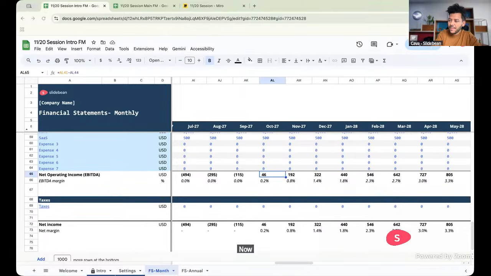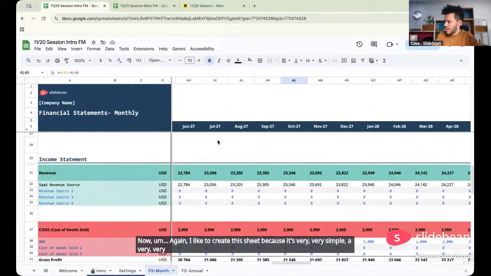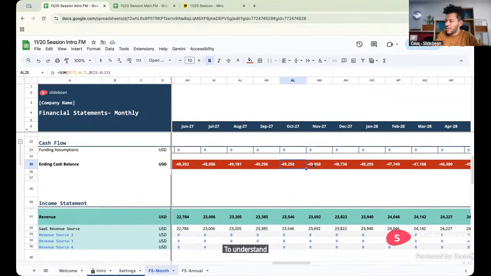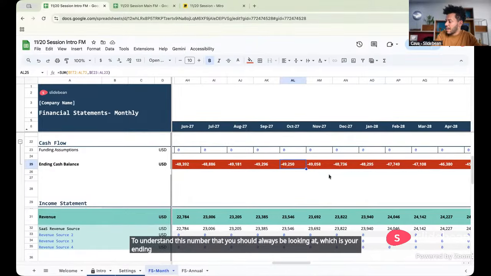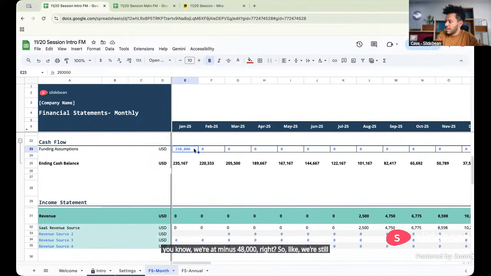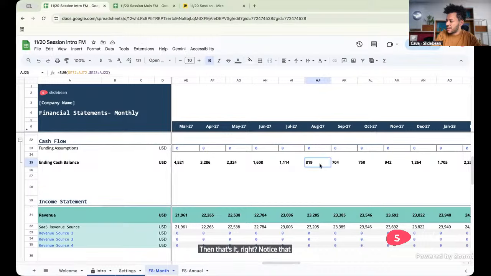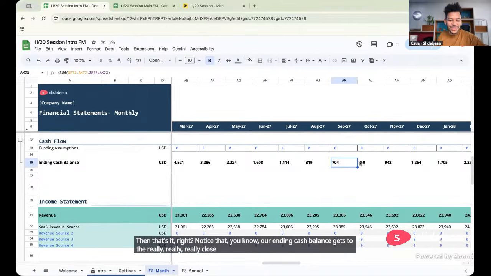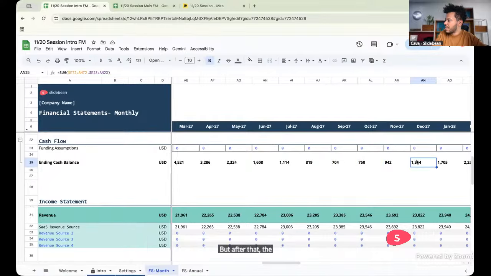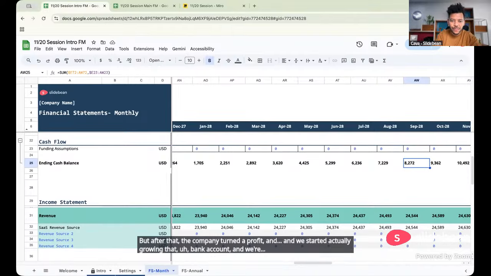Now, again, I like to create this sheet because it's a very, very simple, very basic breakdown, just to understand color coding, to understand this number that you should always be looking at, which is your ending cash balance. Right now, we're at minus 48,000, right? So we still need a little bit of money. In theory, if we were to raise 300,000 at the get-go, just adding a few extra, then that's it, right? Notice that our ending cash balance gets really, really close, like $700 in the bank. But after that, the company turned a profit, and we start actually growing that bank account, and we're clear, right? We're clear. We've made it. We've made a profitable business.